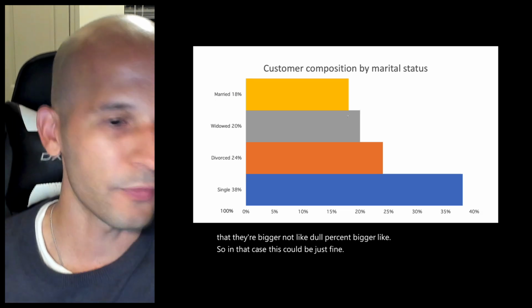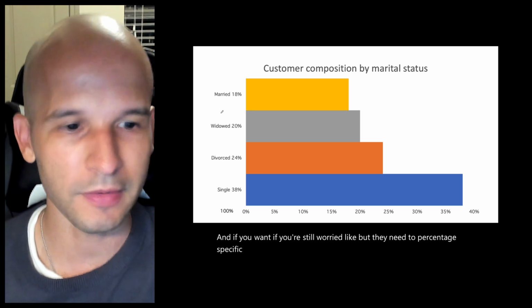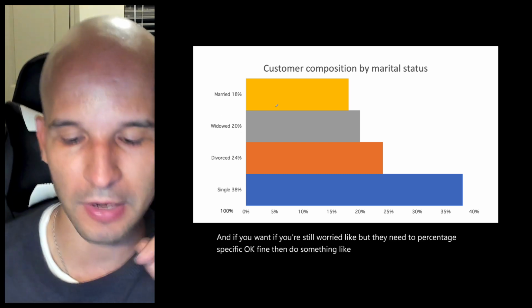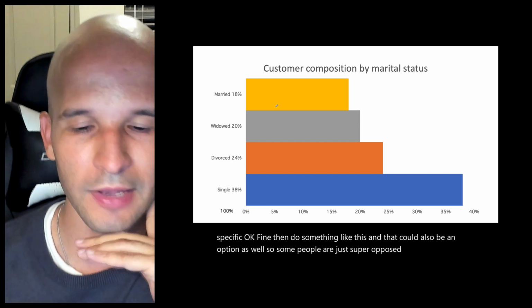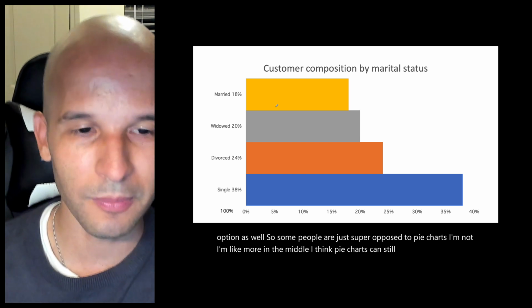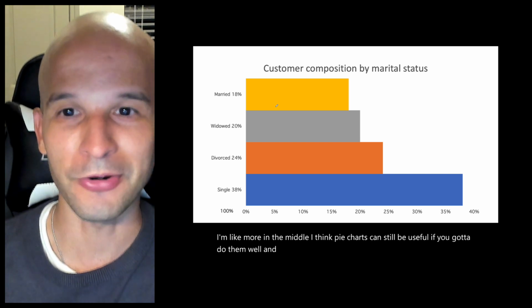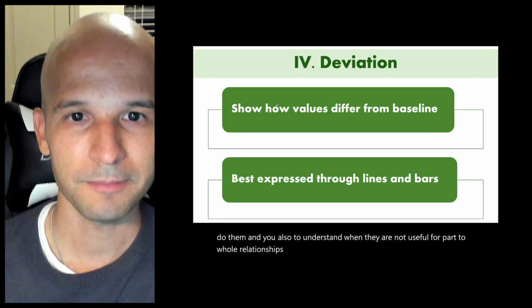And if you're still worried that they need the percentage specific, okay, fine, then do something like this, and that could also be an option as well. So some people are just super opposed to pie charts. I'm more in the middle. I think pie charts can still be useful, but you've got to do them well. And you also have to understand when they are not useful for part-to-whole relationships. So just keep that in mind.